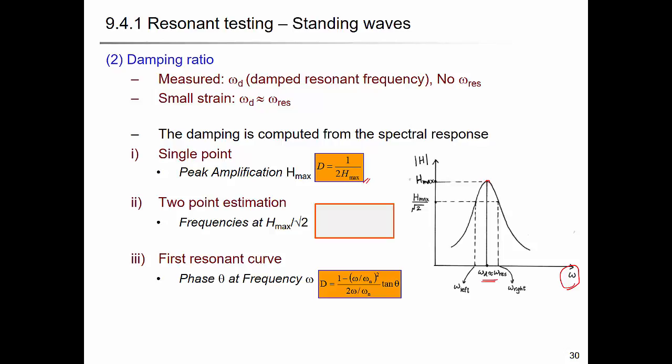And the two-point estimation is the half power bandwidth method. Here you find the amplitude that is equal to the maximum over square root 2, and then using the frequencies at the two points, you can get the damping. You can also fit it with the first resonant curve, and we are doing these two in project 1.